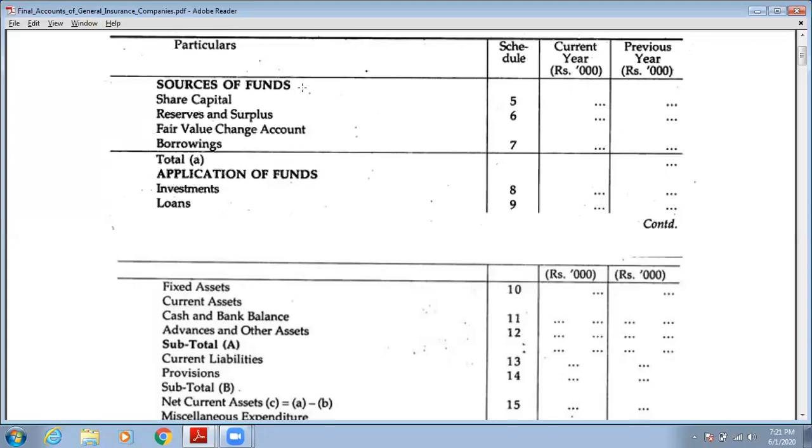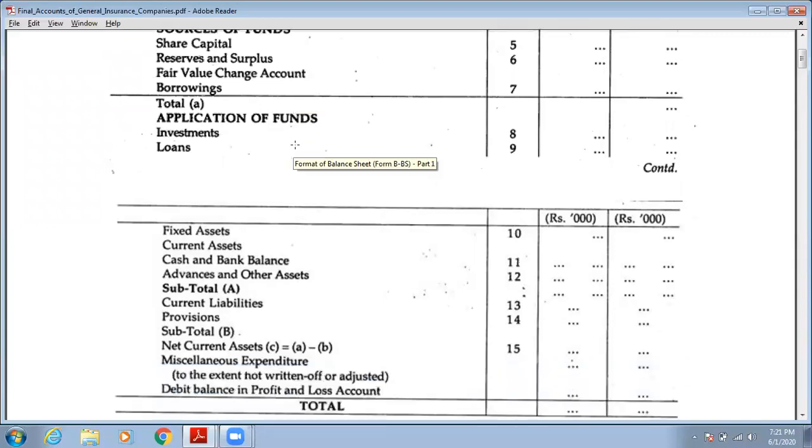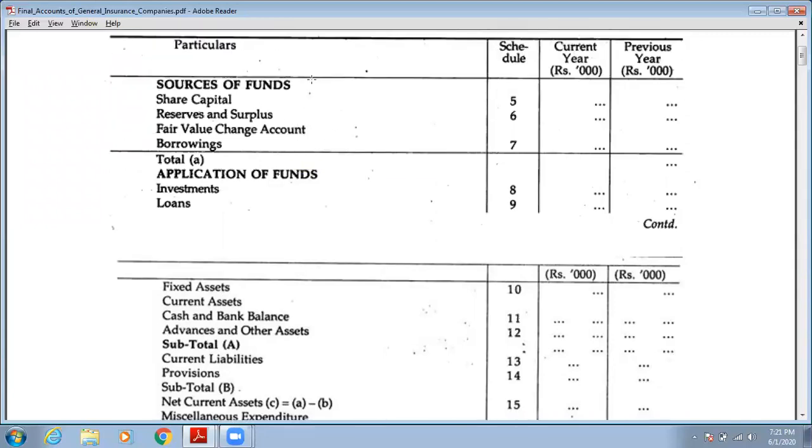Sources of fund means from where you collect the money. The sources from where you collect the money or the fund will be known as sources of fund. Now, application of fund is where you use these funds.